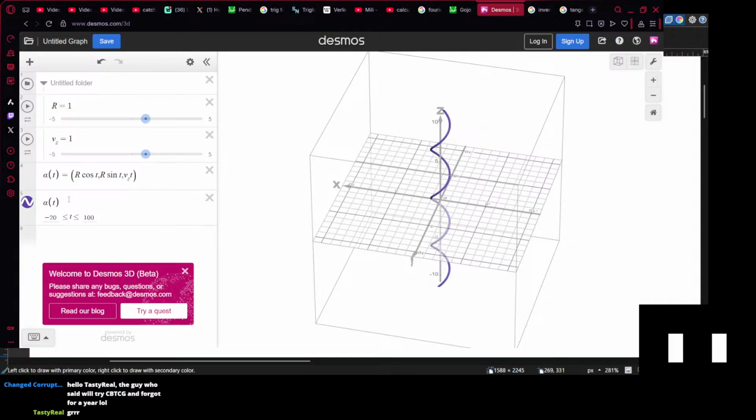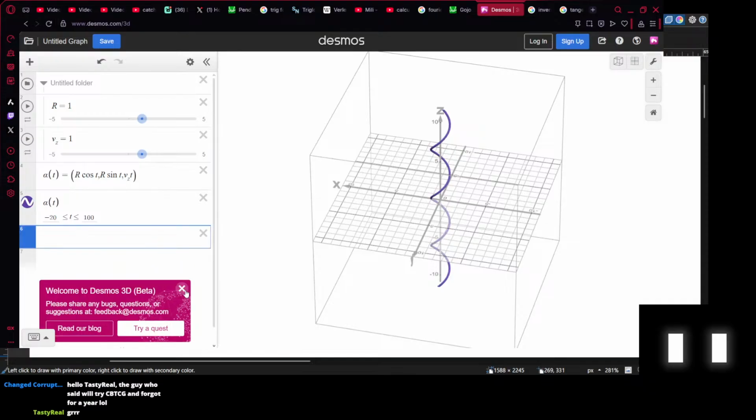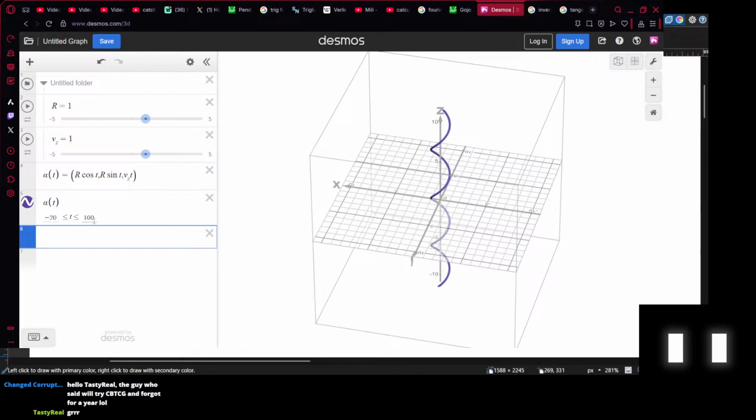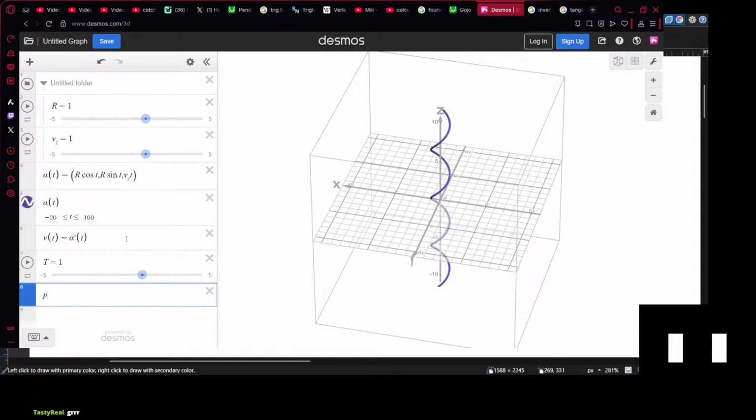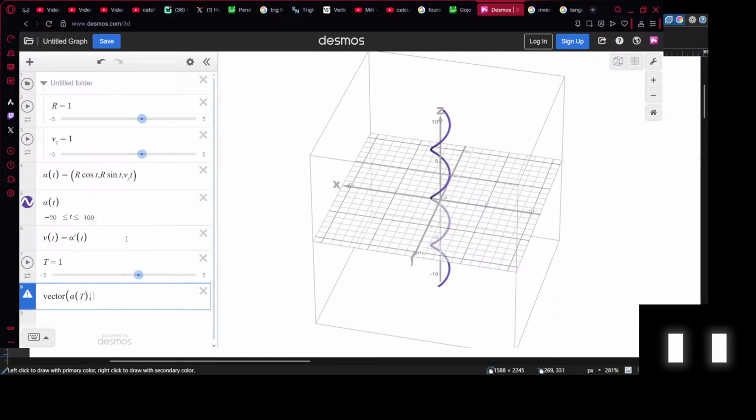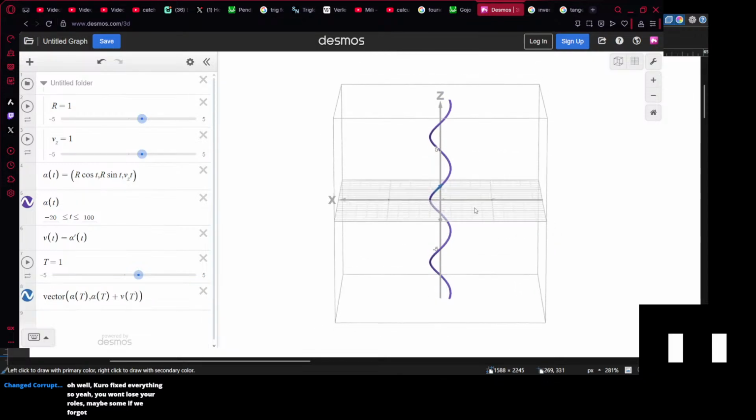Let's see what happens if I take the derivative of this. What we should get is the velocity vector at a certain point. I'm going to set t equal to 1. So now we can write a vector at alpha big T, and then alpha big T plus v big T. That works, right? That works.